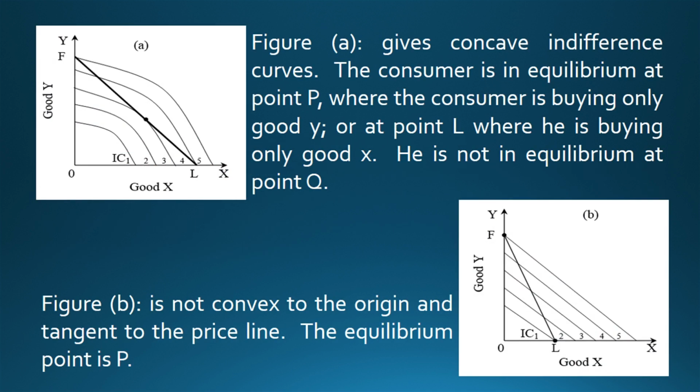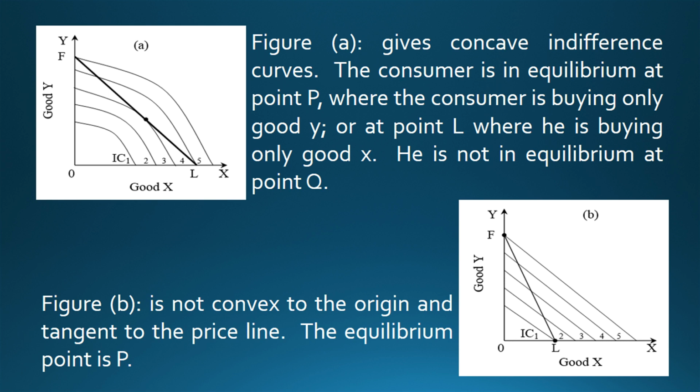Figure A gives concave indifference curves. The consumer is in equilibrium at point P, where the consumer is buying only good Y, or at point L, where he is buying only good X. He is not in equilibrium at point Q.